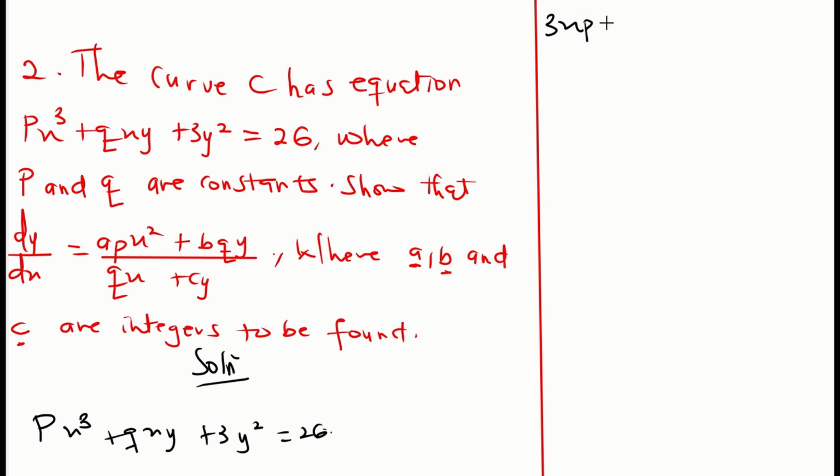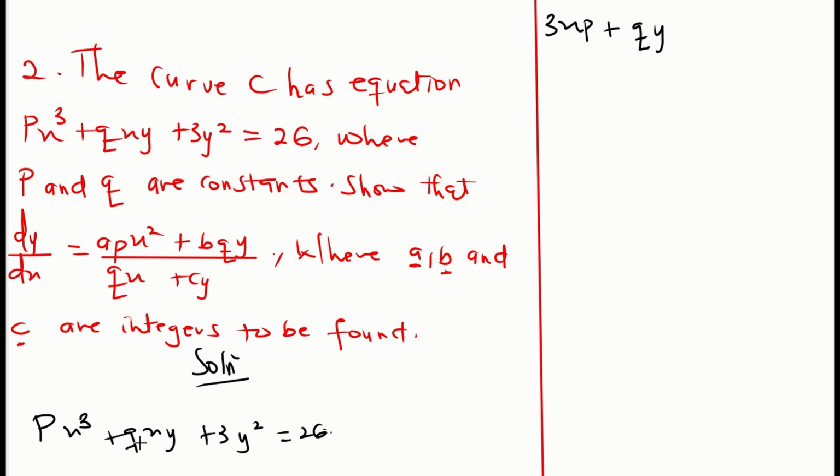P is actually a constant. All right, now for the second term, we differentiate the first term, then we multiply it by the second term. So differentiating qx, we are going to have Q multiplying my y.